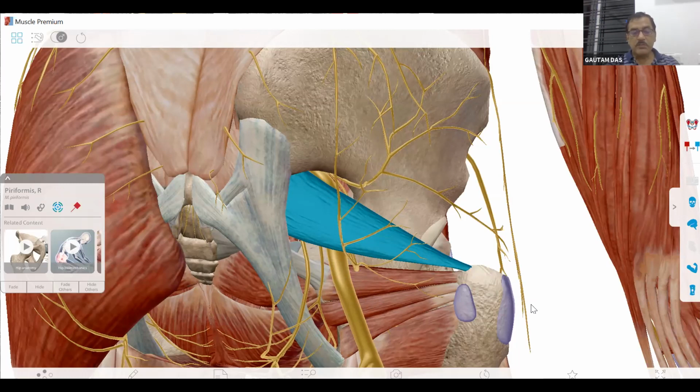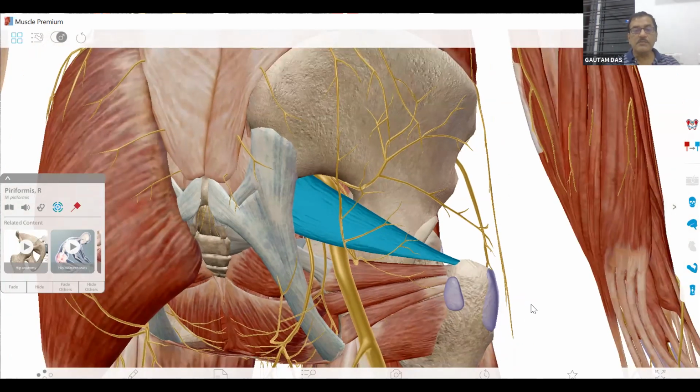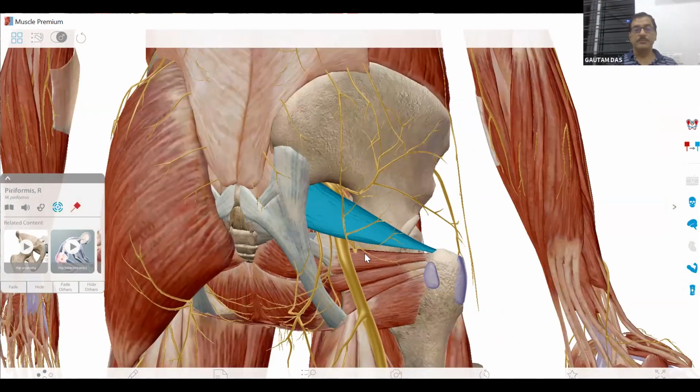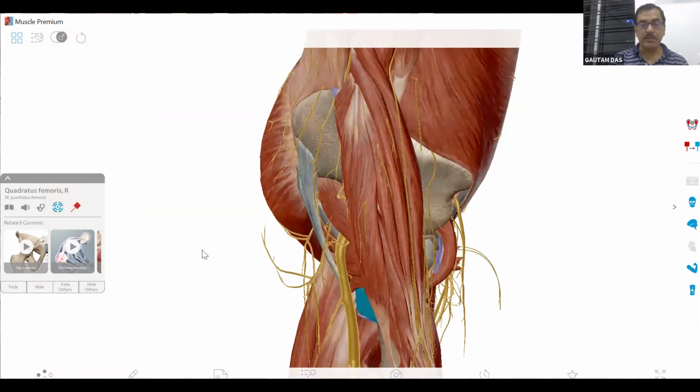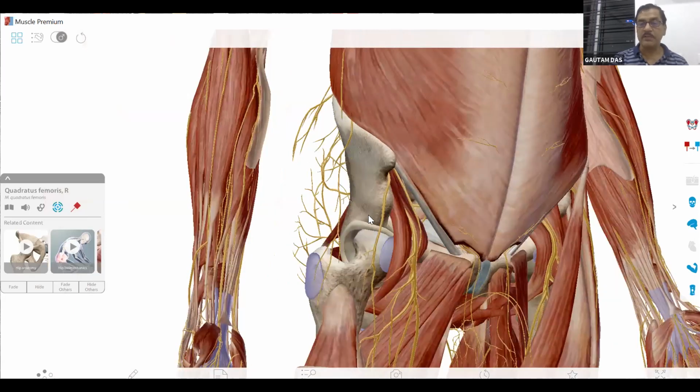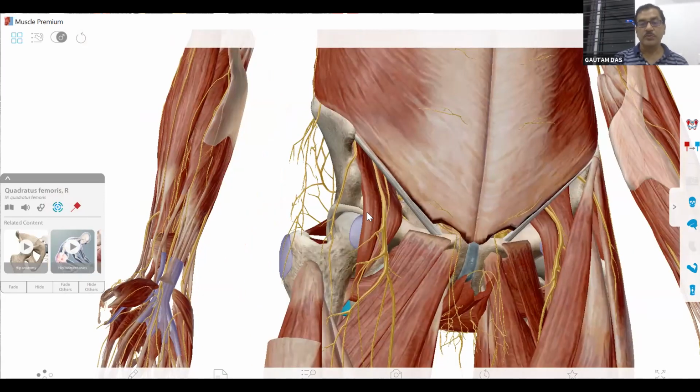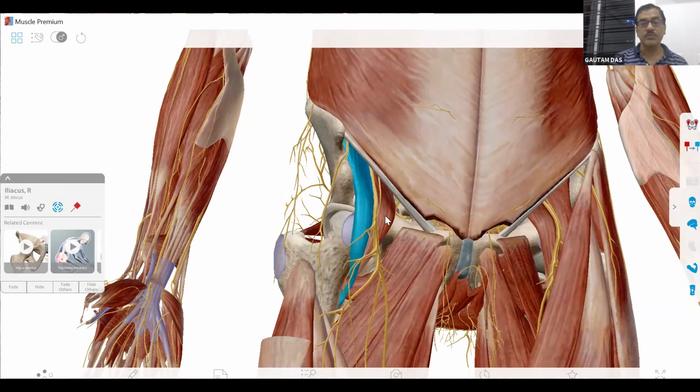So apart from that, we are having other extensor and external rotator muscles. So gemellus superior, gemellus inferior, and in between is your obturator internus. And this is your quadratus femoris. So these are all external rotators. And if we are coming medially, among the flexors we are having the iliopsoas. So this is your iliacus and this is your psoas. So they are very strong hip flexors.